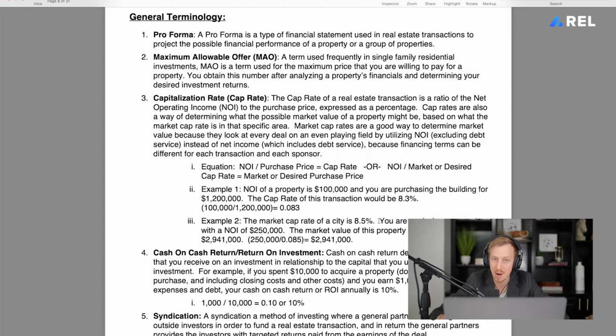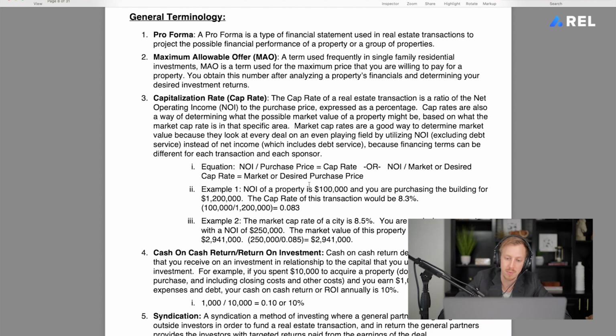The higher the cap rate on the buy, the better. You want to buy at a high cap rate and you want to sell at a low cap rate. Or you can buy and sell at the same cap rate as long as you're increasing your net operating income.